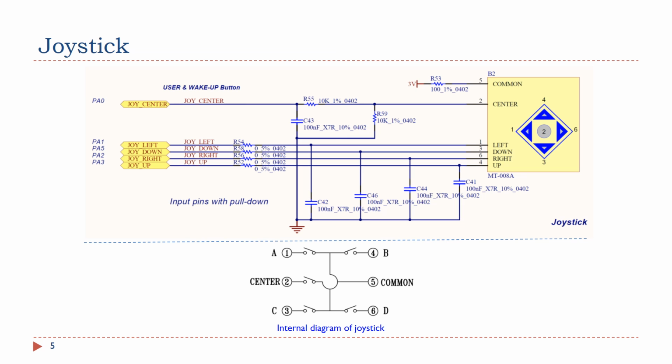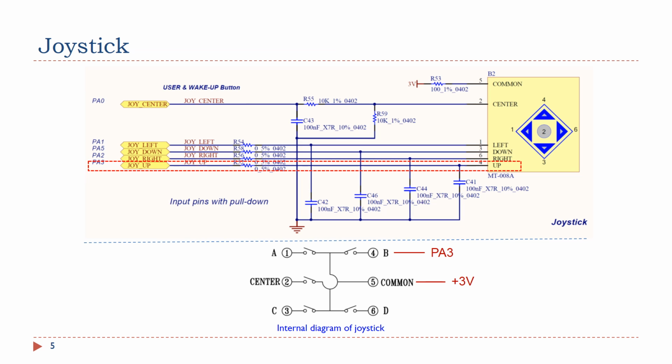Here is the internal diagram of the joystick. It has 5 switches. The common terminal is connected to positive 3 volts. When the up of the joystick is pressed, this switch is then closed. As a result, PA2 is then connected to the 3 volts via the common terminal.